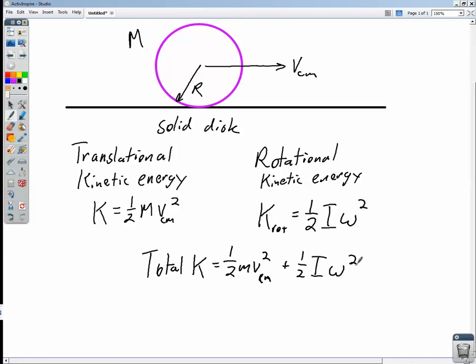And that omega is also related to the velocity of the center of mass. We can say that VCM is equal to R omega. So then omega is VCM over R. And we can use that to solve for problems. So let's do a couple examples.